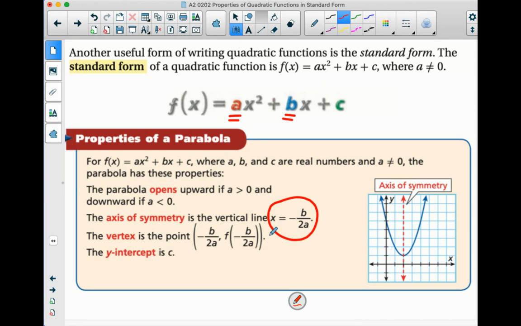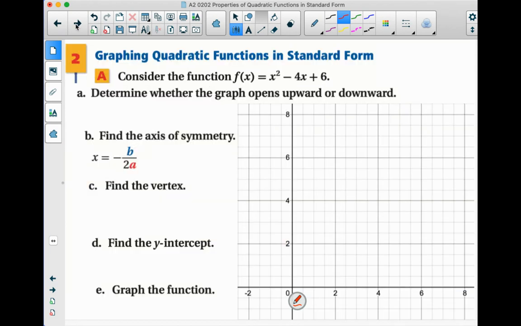So let's try it out. Hang out with me for this first one. All the steps are here, and then you'll try graph one on your own. And after you do this 3 or 4 times, you are going to be a pro. I promise you. Consider the function f of x equals x squared minus 4x plus 6.